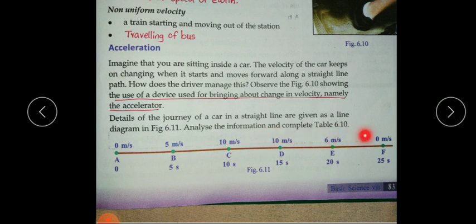This negative acceleration is also known as retardation. Positive acceleration is known as acceleration itself, but negative acceleration is known as retardation. You will learn more about it later.